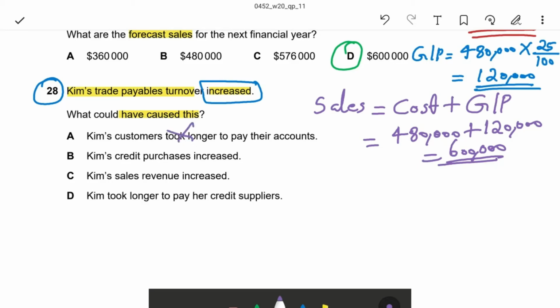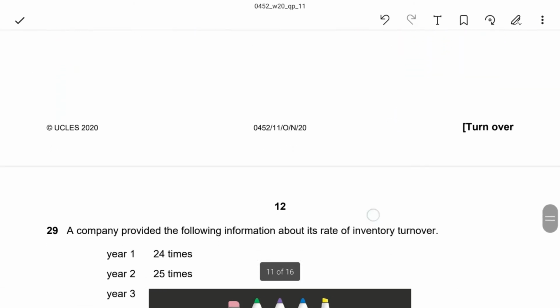Kim's credit purchase increased. No. Kim's sales revenue increased. No. So the correct answer is Kim took longer to pay her credit suppliers. An increase means they are taking more time to pay their suppliers. Correct answer is D. Next.